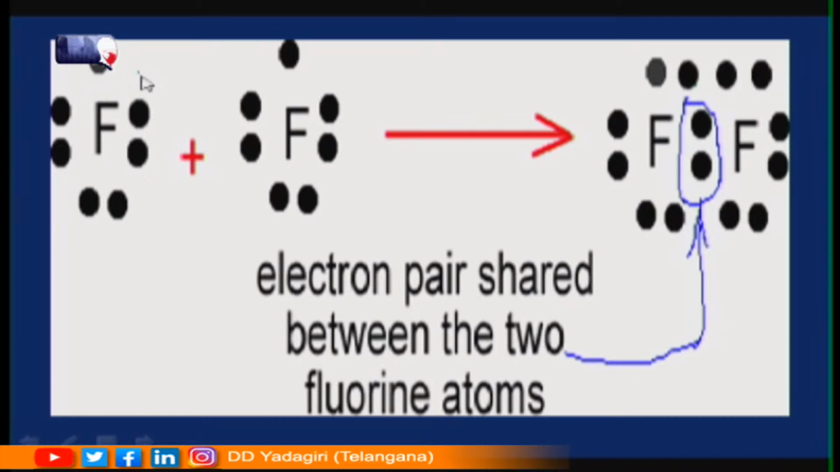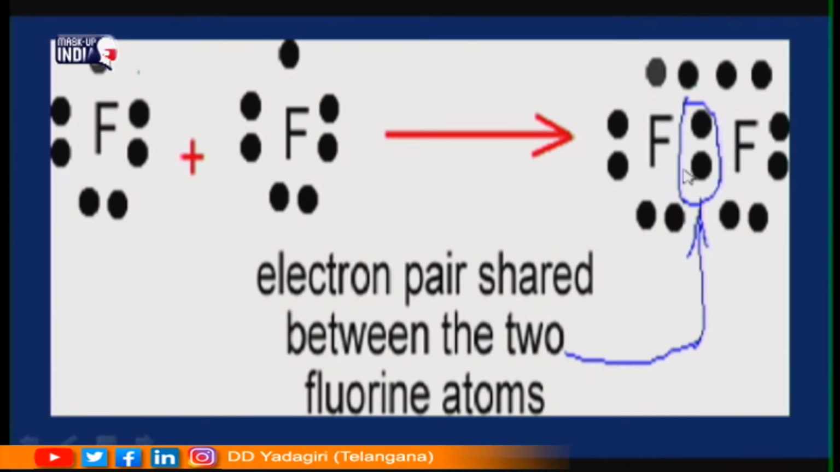It requires one more electron. So, it will share one electron with the same atom of the element, that is another fluorine atom. So, they come closer and then they share a pair of electrons between the two fluorine atoms. One electron each they are contributing.